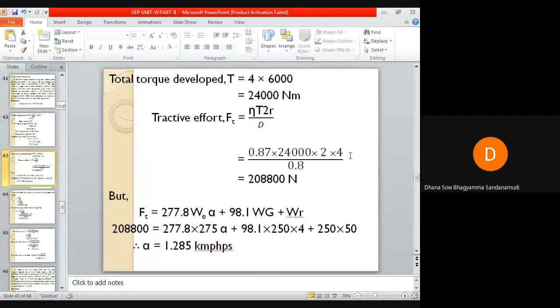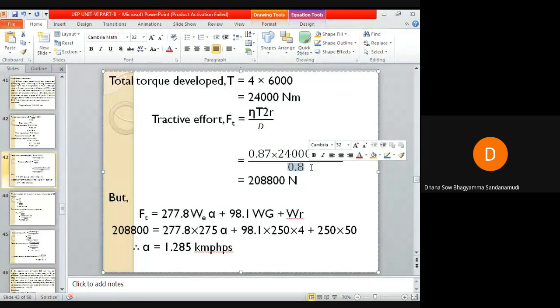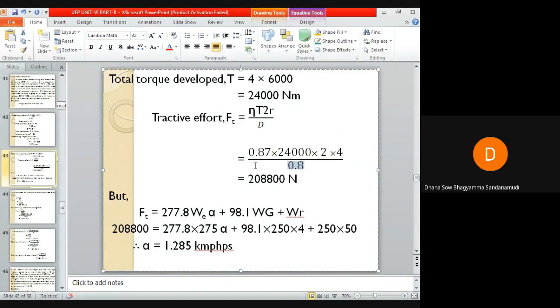Gear ratio by D, where D is the diameter of the wheel of the train. We have already calculated the diameter. Only the radius of the wheel was given, so we converted that radius into diameter, and converted the centimeters into meters. You have got 0.8. Just simplify it, you will get 208800 newtons. So the tractive effort, notation Ft, is equal to this. We already know the tractive effort formula: Ft is equal to 277.8 W alpha plus 98.1 W into G plus W into R.